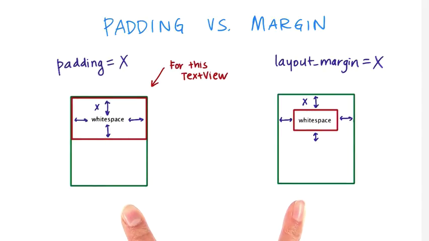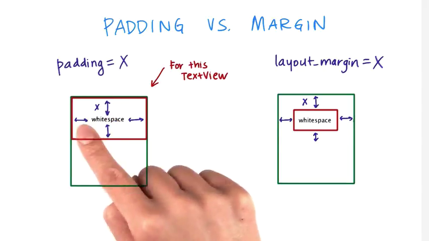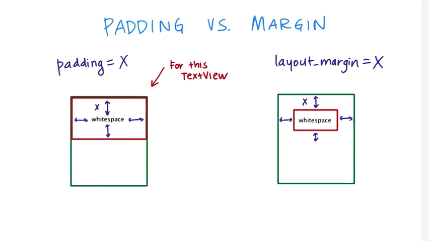Here's one case where it could matter. If this was a button and you pressed it, there could be a gray background here showing. So in some cases, you might want padding or margin or both.